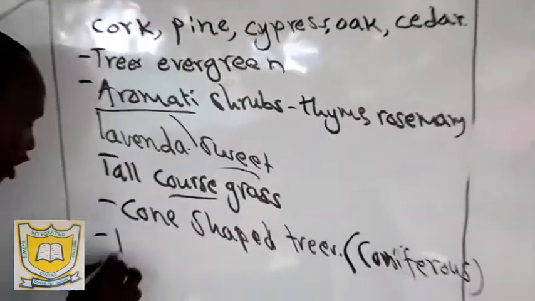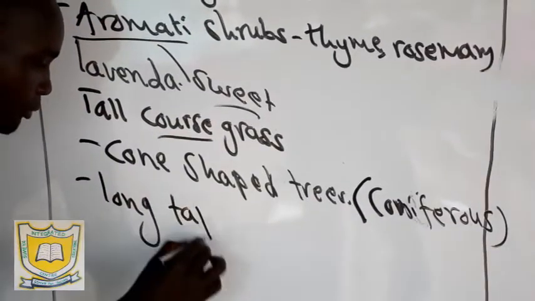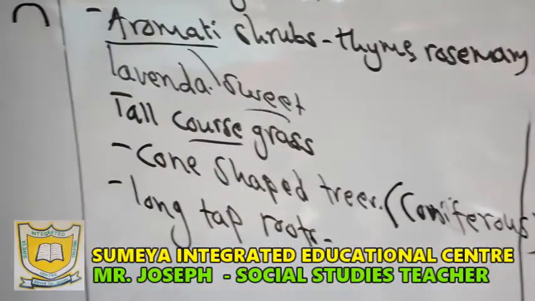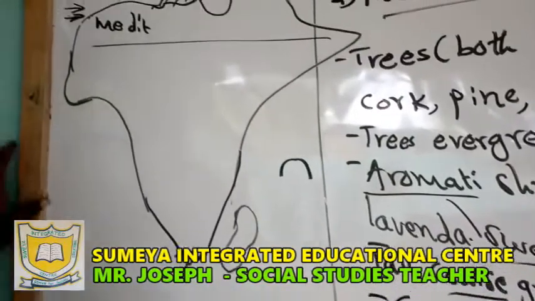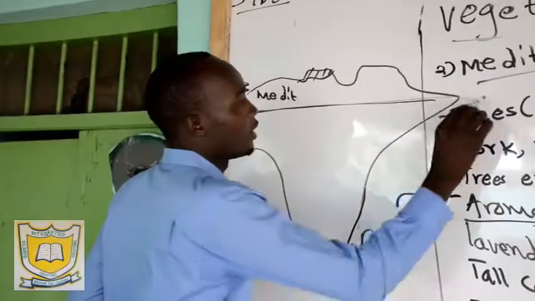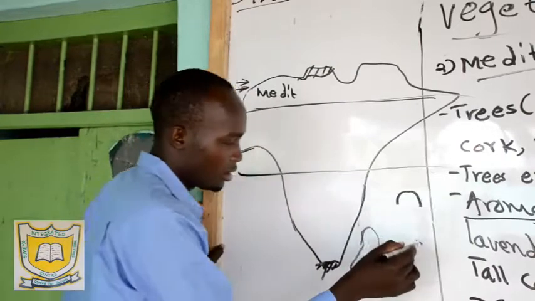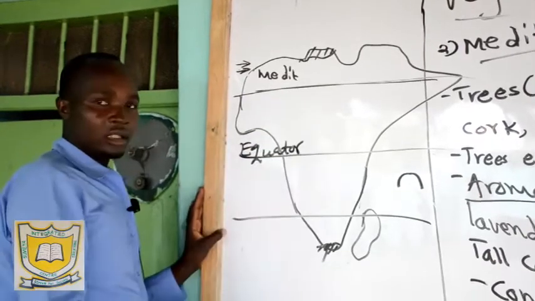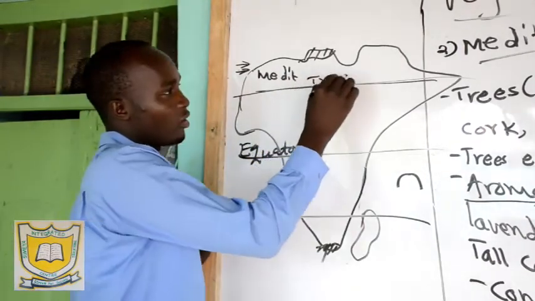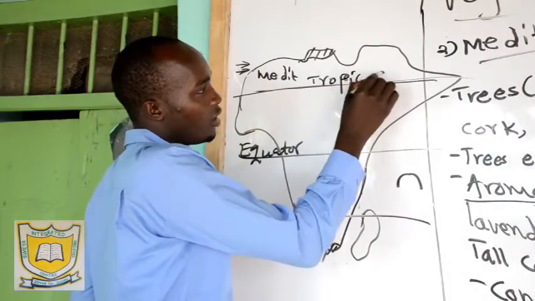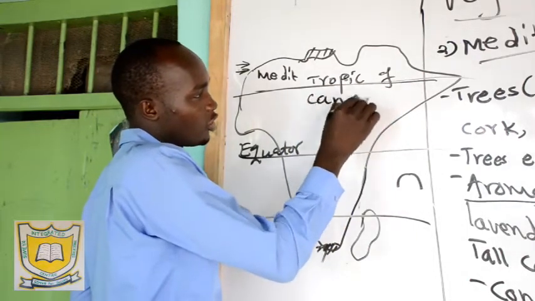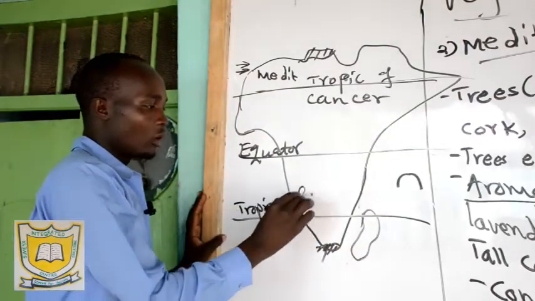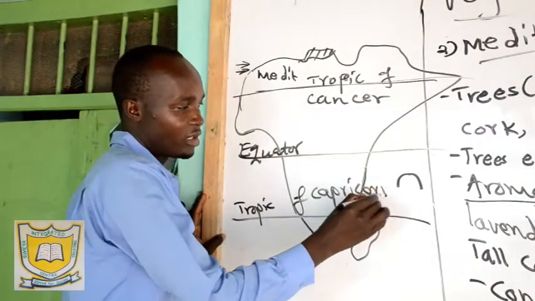Then these trees have long tap roots to trap water from underground. Because in this region, let me go back a bit. This one is the equator, major latitudes in Africa. And then this one is called the Tropic of Cancer. So the Tropic of Cancer is here. Then we have the Tropic of Capricorn. So Capricorn is here.